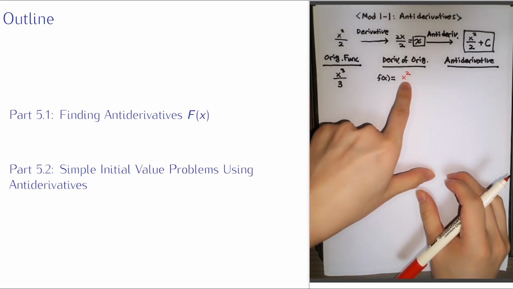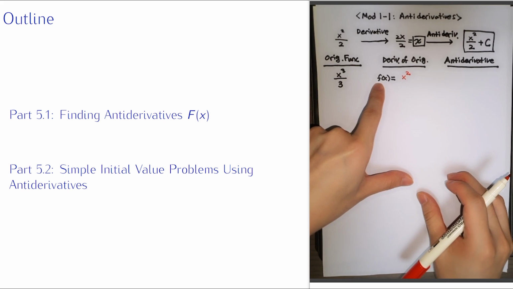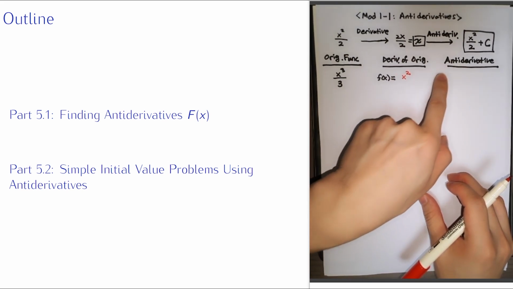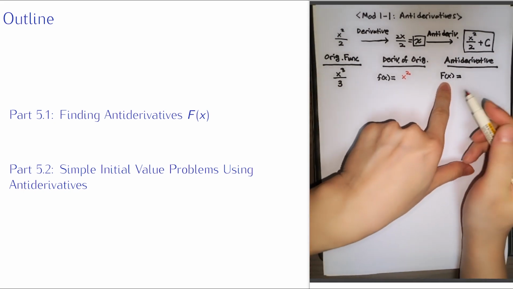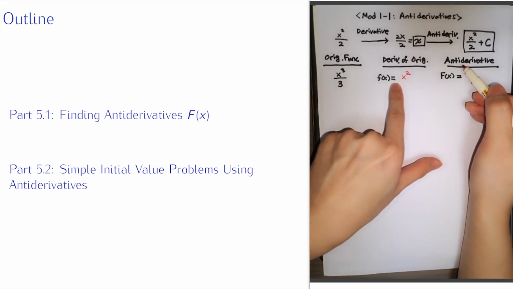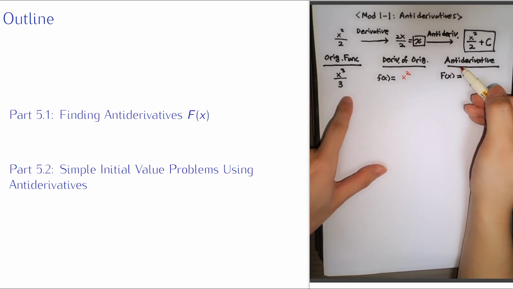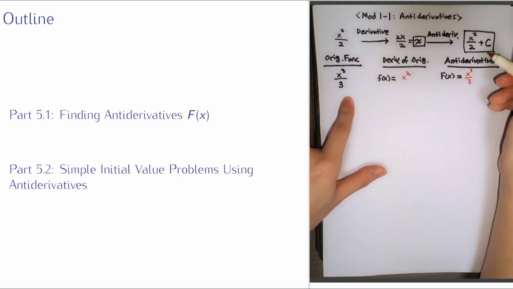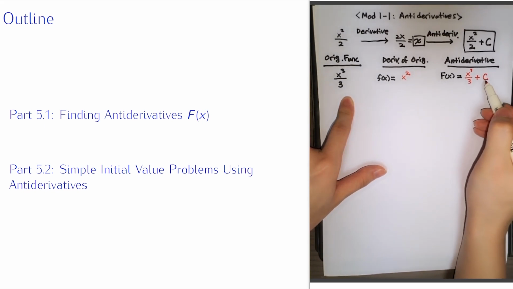Now, if you take the antiderivative of this, we're not going to use little f as the function. This time, the antiderivative is written as big F. So the big F, which is the antiderivative of this little f, is equal to this original function, which is x cubed over 3 plus the constant c. Please do not forget about the c.